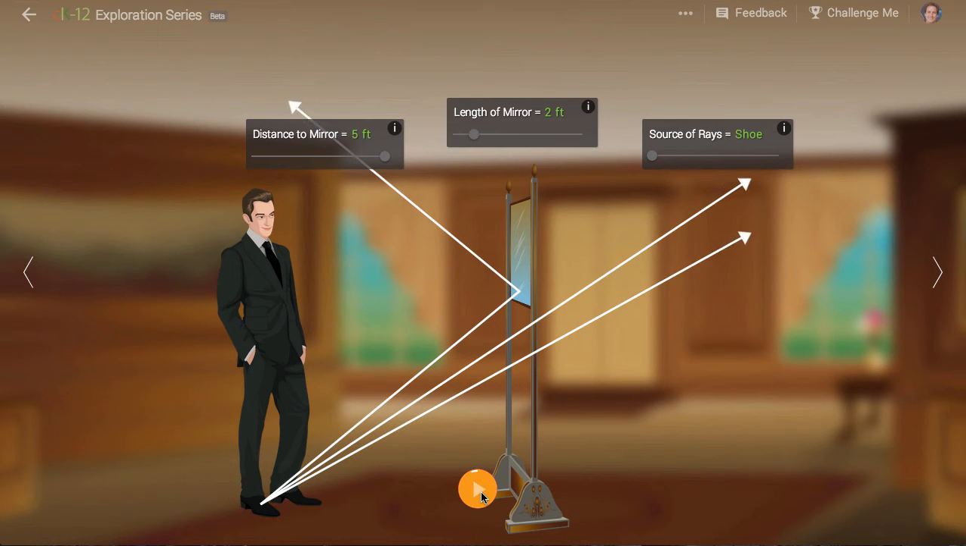Play around with rays from different locations, try different mirror lengths, and see what you can discover.